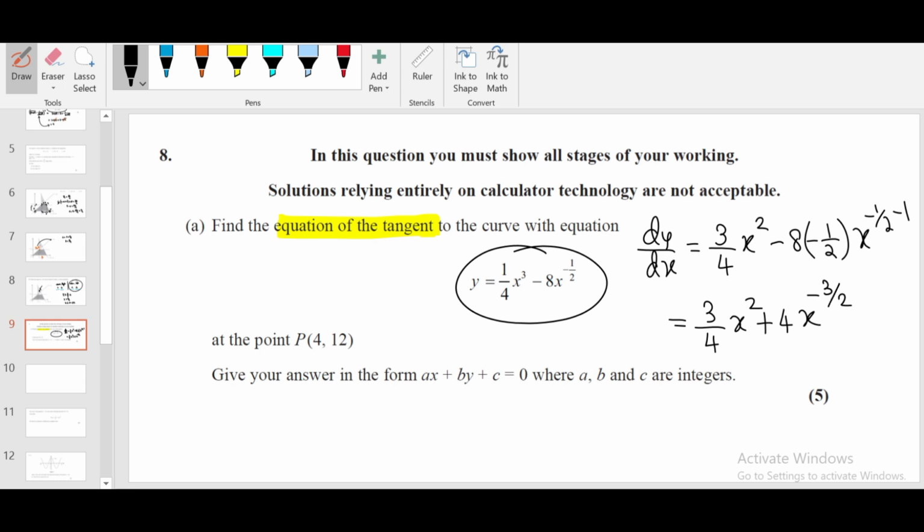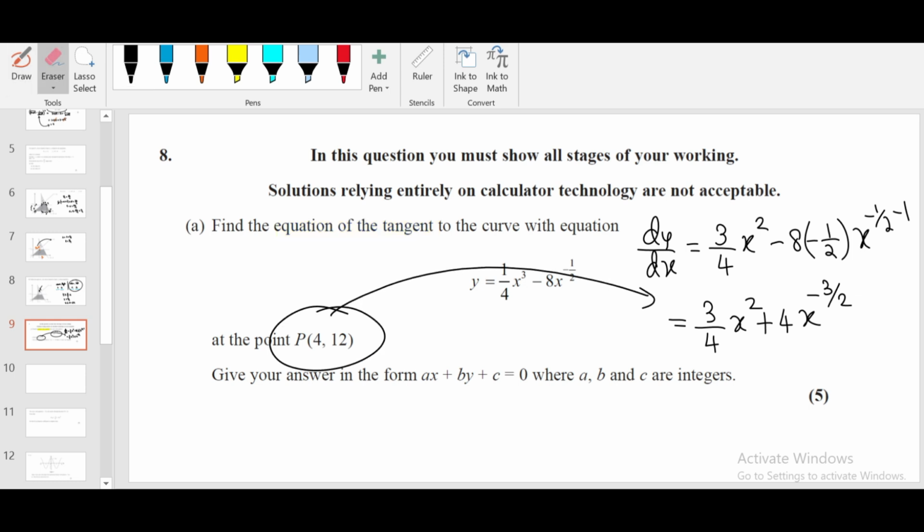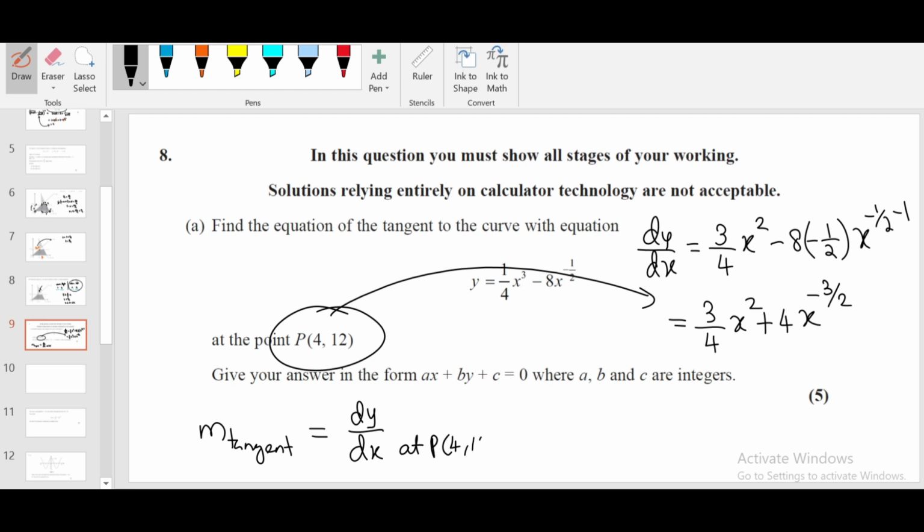That's dy by dx. Now we need to use this point in here to find the slope. That's the second step. How do you write it? Slope is equal to, I have seen students writing m tangent, because if it's a normal, we need to find the negative reciprocal. You can write it as m normal. So m tangent is dy by dx at P of (4, 12).